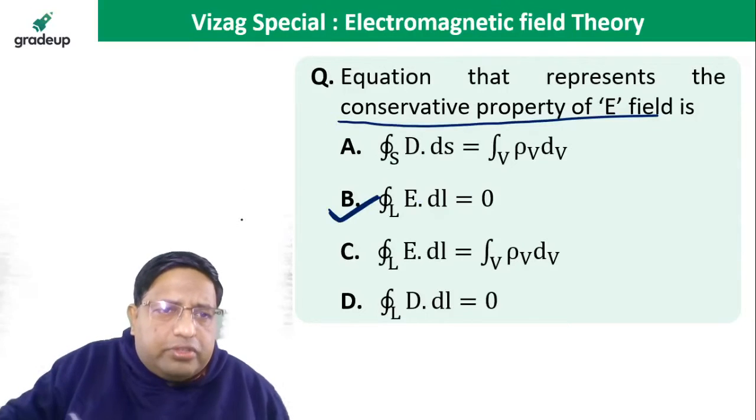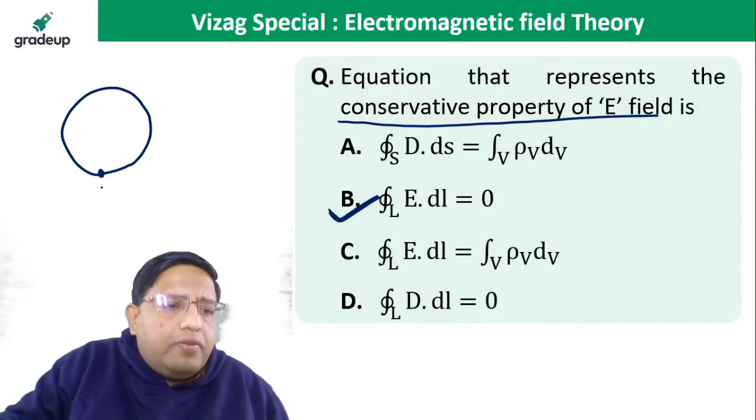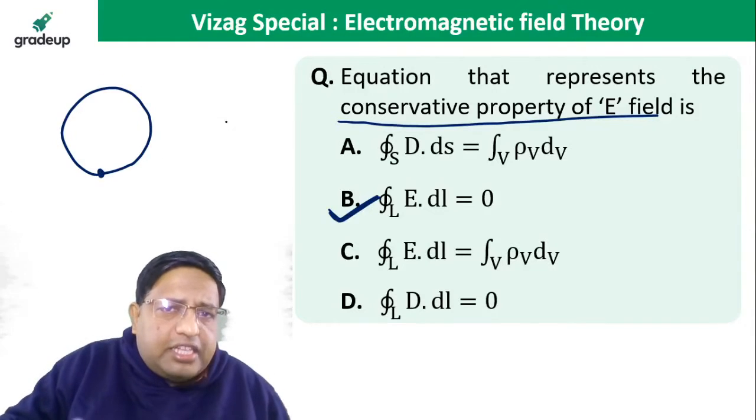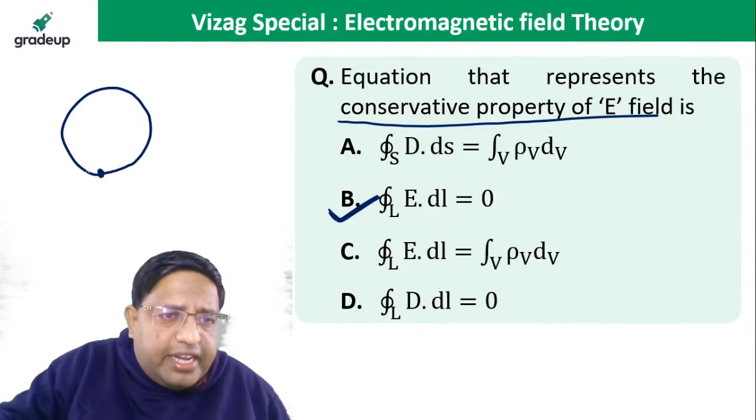Or indirectly you say, in any closed path, voltage difference is 0. Or work done: if you move the charge in a closed path, net work done is 0. That is about the conservative property. If you move the charge in the electrical field in a closed path, the net work done is 0.